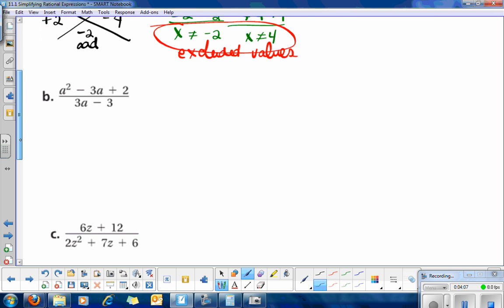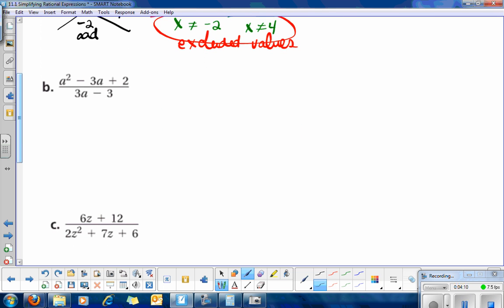Now in problem B, the trinomial is in the numerator. Still, we need to simplify. If we look at this, what number can A not be? Well, if you can't figure it out, you just set that equal to 0 for your excluded values. So 3a minus 3 is equal to 0. Add 3 on both sides. So 3a equals 3.